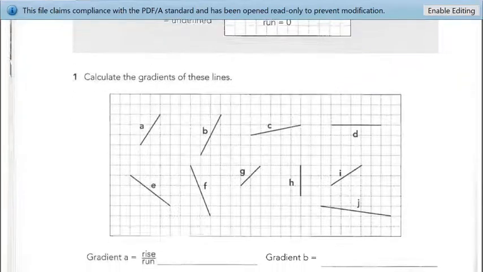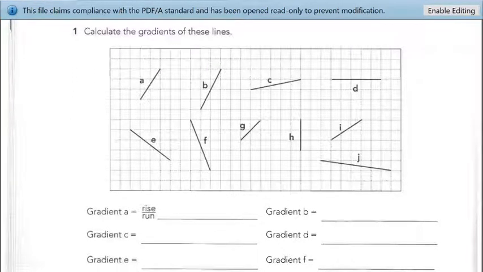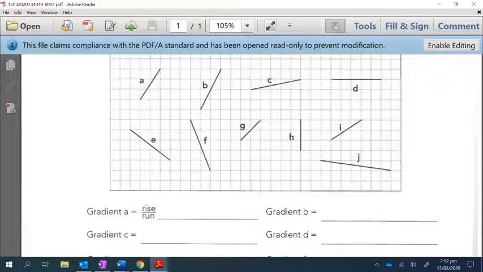Let's see. Here we go. So this is in your homework. We're going to do a couple of these together, just to get this. This is page 12 in your book. So calculate the gradients of these lines. Let's just look at A first. First of all, as I look at it going to the right, it's going what? Positive. Up. So we know that the slope is positive.